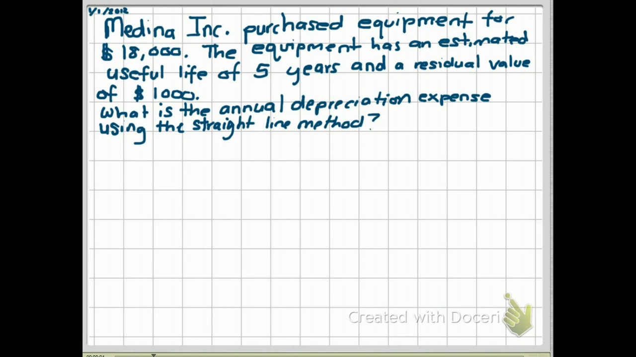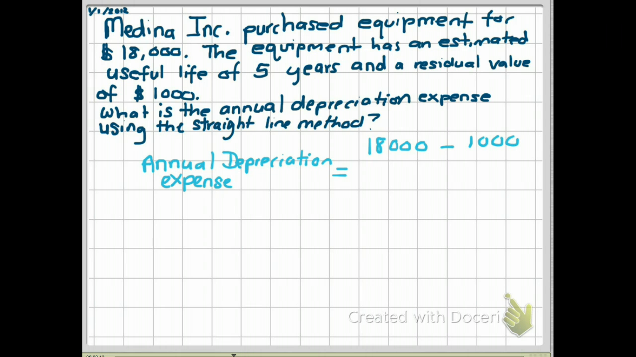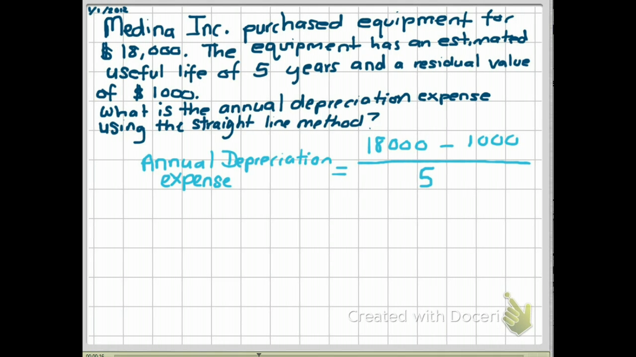Now you simply take your formula and plug in the numbers. Depreciation expense is equal to cost, which is $18,000, minus residual value, which is $1,000, divided by estimated useful life, which is 5 years. Remember, the estimated useful life has to be in years. This gives you an annual depreciation expense of $3,400 per year.